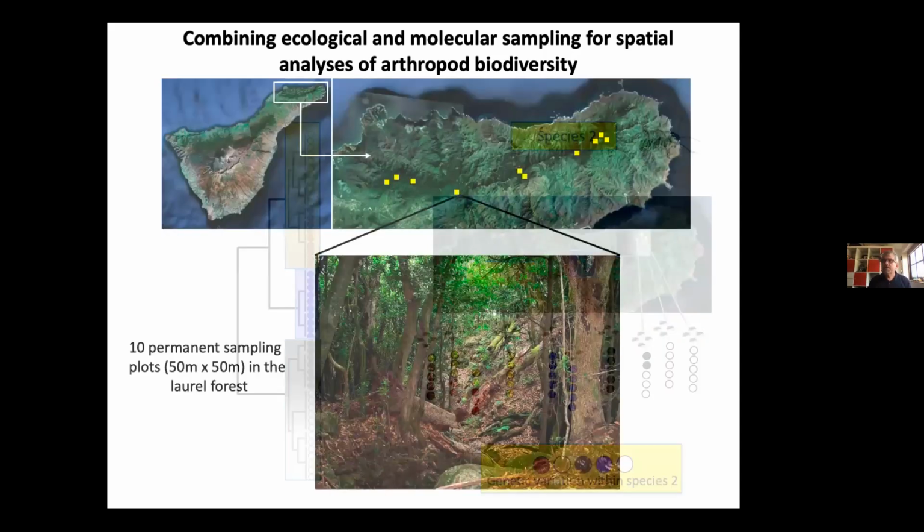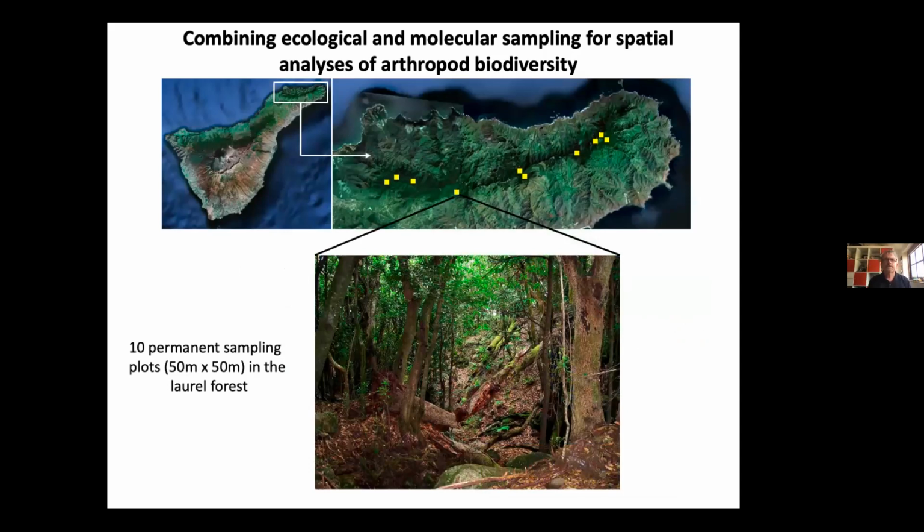So what I'm going to do today is present to you some of the earliest sampling we did in this project when we started about 10 years ago. It involves these 10 50 by 50 meter forest plots in the laurel forest of the Anaga Peninsula on the island of Tenerife. Now, this is essentially cloud forest. It's forest that is maintained by the trade wind inversion, generating a cloud layer that this forest sits within.